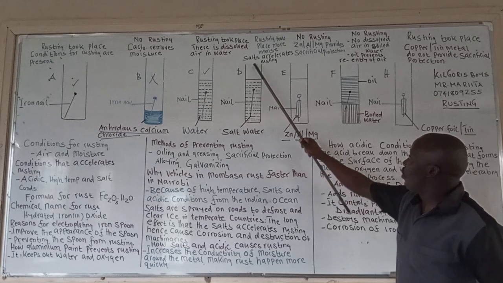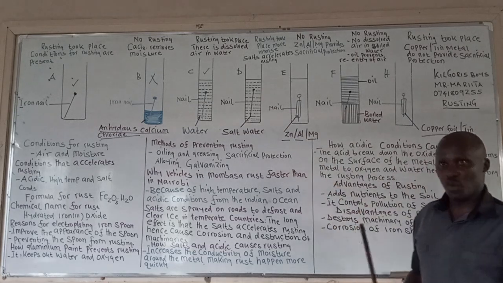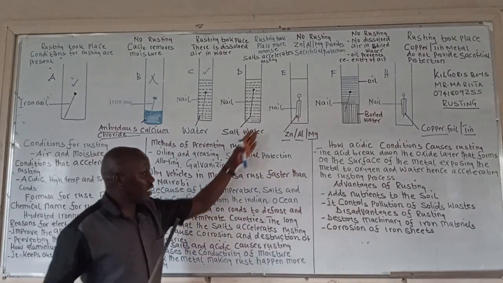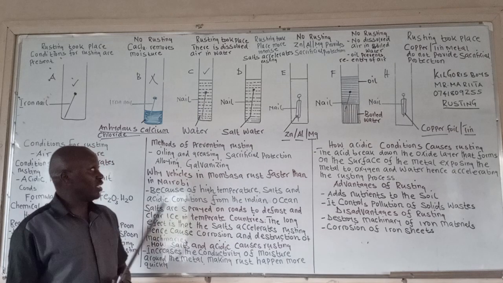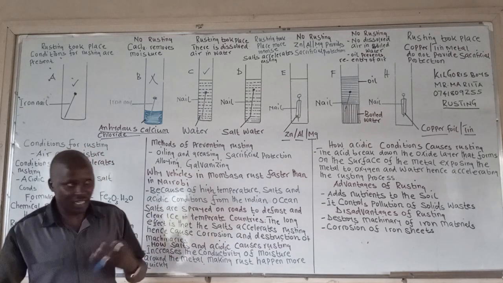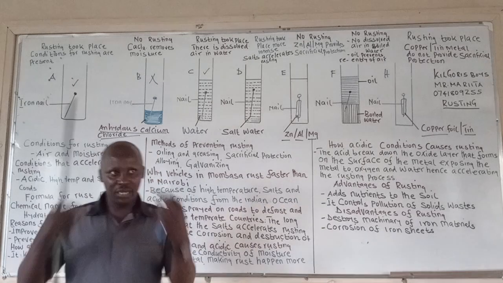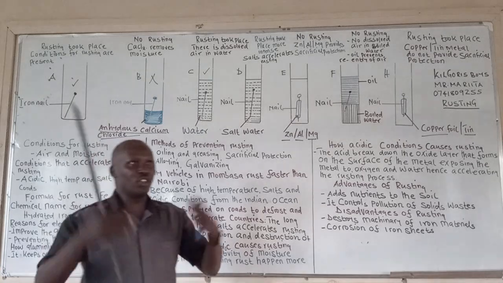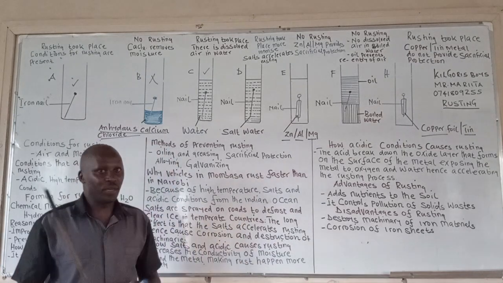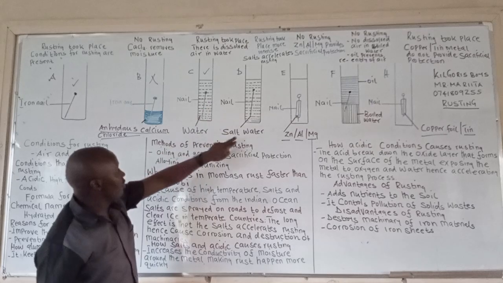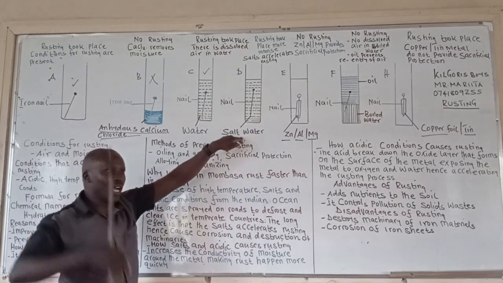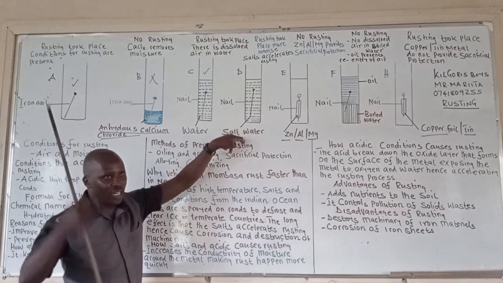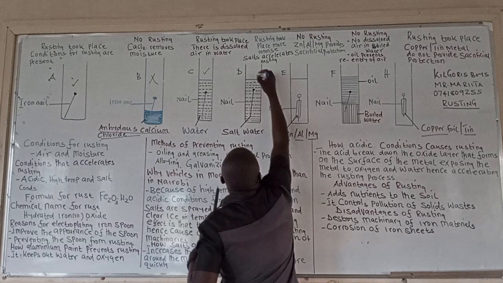We have this test tube where we have salt water. In salt water, there are some conditions that make rusting take place more intensely. And what are those conditions that accelerate rusting? One, you can talk of a high temperature condition, an acidic condition, and a salty condition. Where we have those conditions, rusting normally takes place more intensely. So in this D, we have salt water. Where there is salt water, the rusting will take place more intensely because salt accelerates rusting. So here there will be rusting.